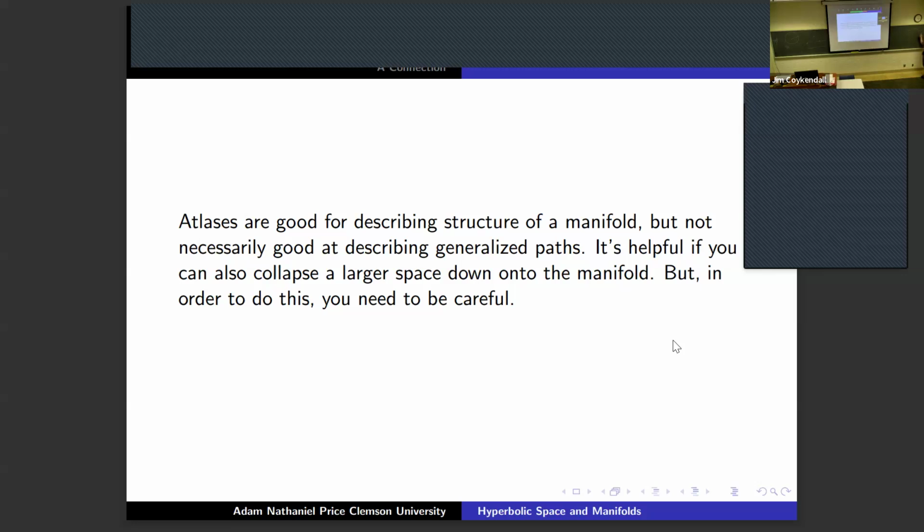So how do you talk about this in general? We're going to get to that a little bit later. It's helpful if you can collapse a larger space down onto the map. If I could talk about a path in infinite two-dimensional space, and then translate that back into a path on the sphere, then that would be helpful if I could go backwards. But in order to do this, you have to be careful. You have to be intelligent about how you put things together.